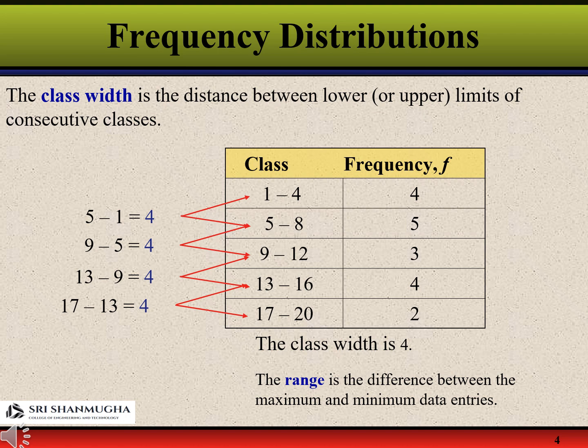Next, let me explain class width and range. The class width is the difference between consecutive lower limits or upper limits of classes. In this table, the first class is 1 to 4, so the width is 4. Then the range is the difference between the maximum and minimum data values. Range gives us an idea about how spread out the data is, while class width tells us how to group the data.